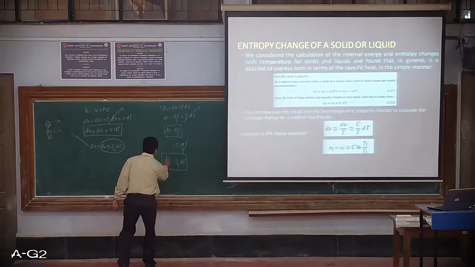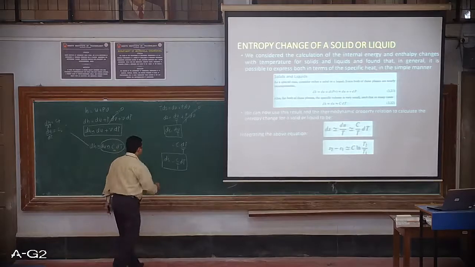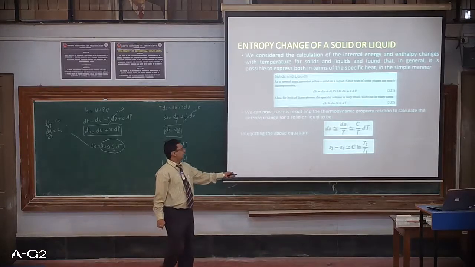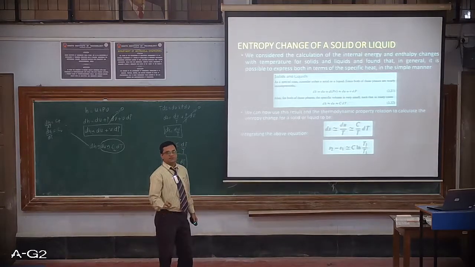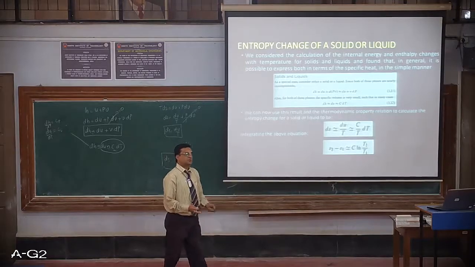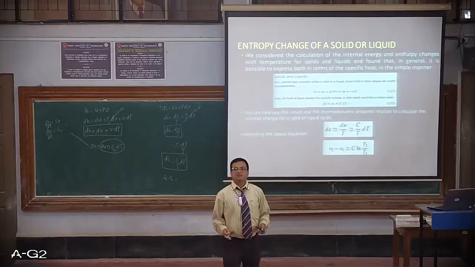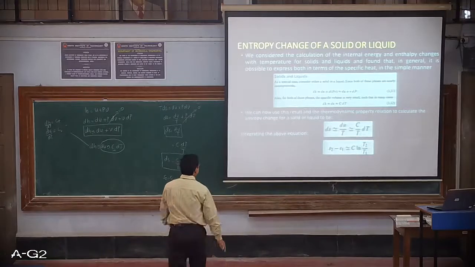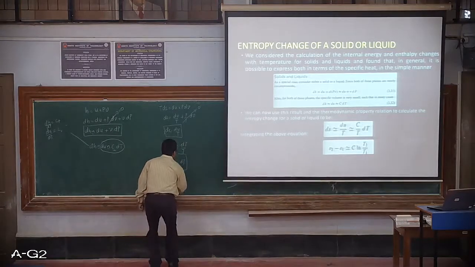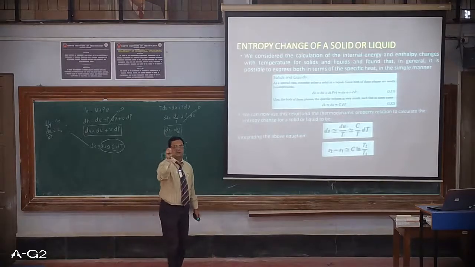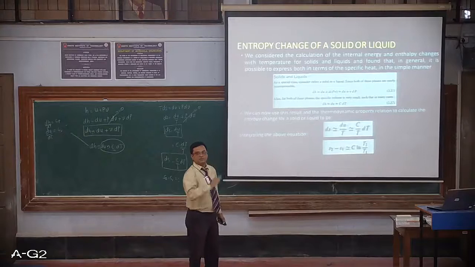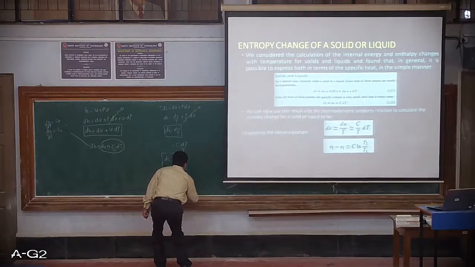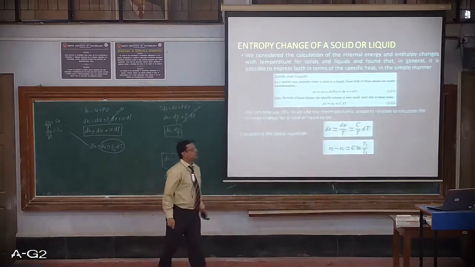Say for example, integrating this form between state 1 to state 2, I'll be getting S2 minus S1 is equal to the integral, where C is constant for solids and liquids. There is not much variation, or rather we assume that though the temperature varies, the specific heat will not change much. So assuming a constant specific heat here, C will remain as it is. The integration of dT by T is ln T, and after substituting the states 1 and 2, we will have C ln T2 by T1. So this is the final form.